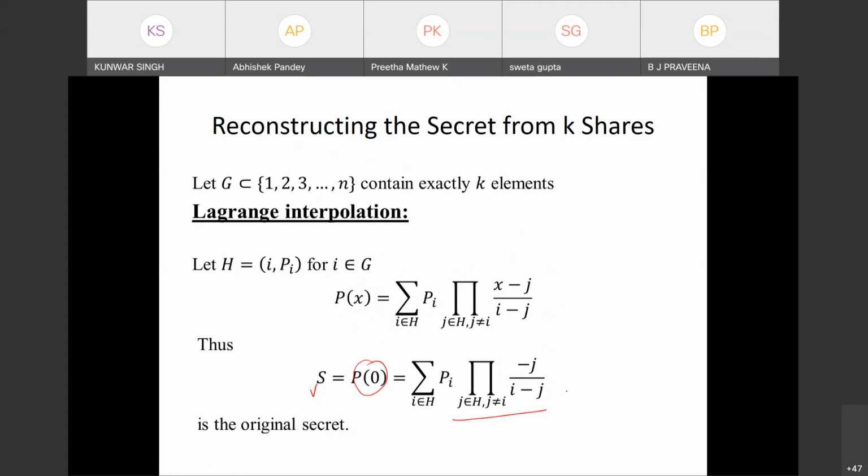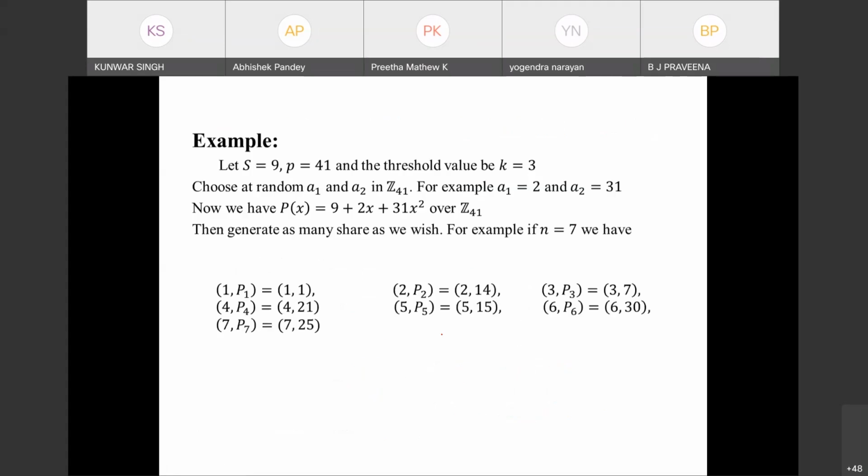And this you can code. See, it's one line of code: multiply, and you can get S. If you get the K shares, with I equal to 1 through K, and you multiply this, that is the equation. Let's say S equal to 9, P equal to 41, and K equal to 3. With this you can create many shares, and from 3 shares you can compute the secret S.